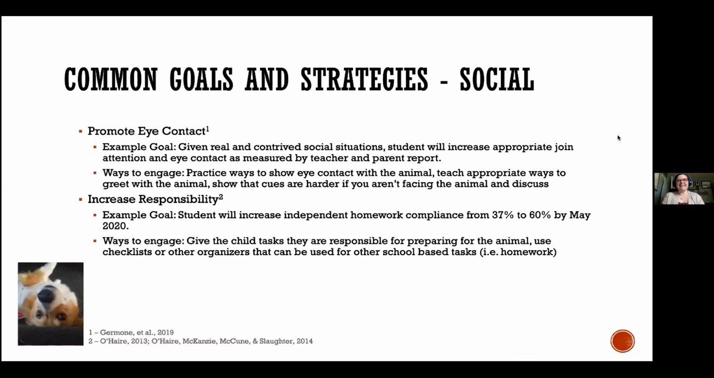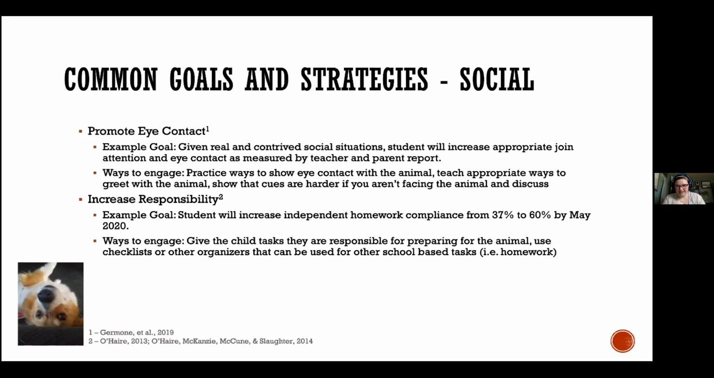All right. Cruising right along. The third domain that I broke things up into is the social domain. So eye contact was the first goal. There have been studies that have shown that children with autism increase their eye gaze and eye contact when canines are present. You can practice with the animal how to do appropriate eye contact.